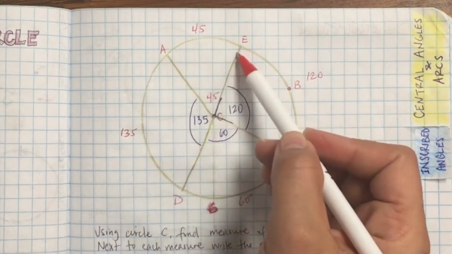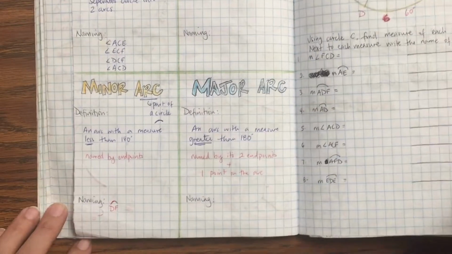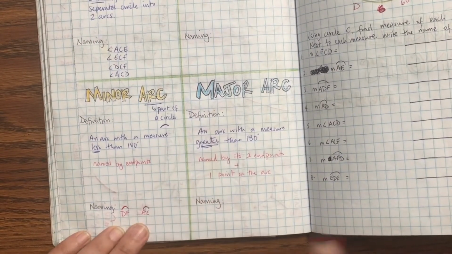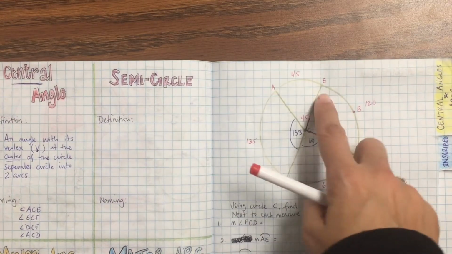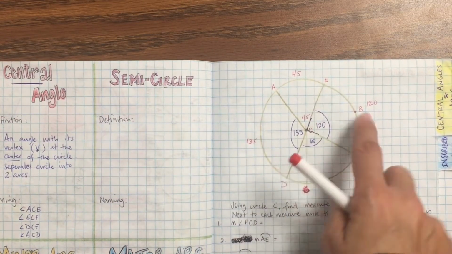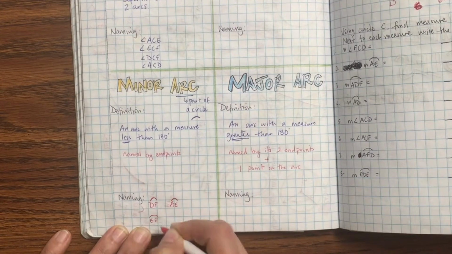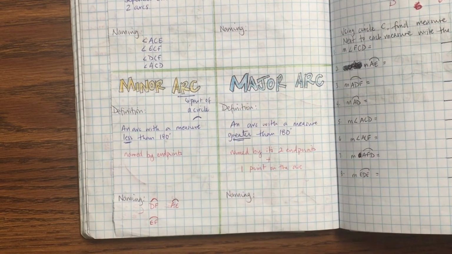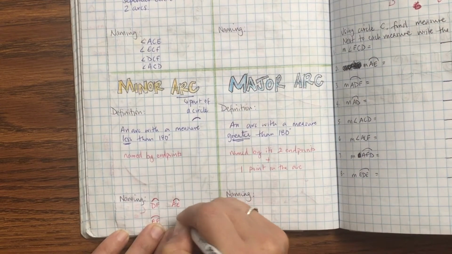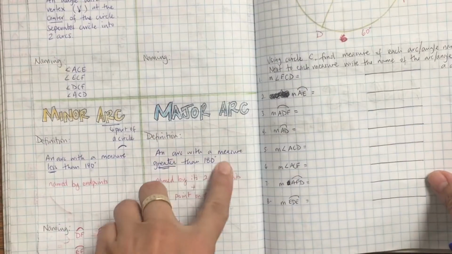All right, let's take a look at arc AE. Arc AE is 45 degrees, so it's a minor arc, less than 180. Let's take a look at arc EF. EF is 120 degrees, so it's also a minor arc because it's less than 180. Alright, so let's take a look at some major arcs. Just remember that a minor arc has 2 letters and a major arc has 3 letters.